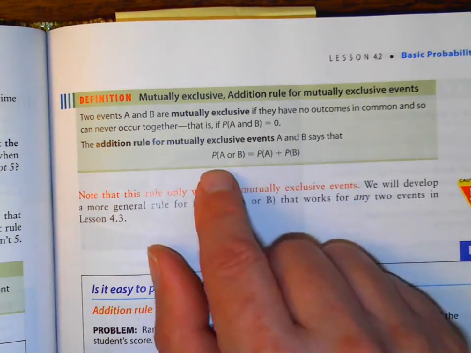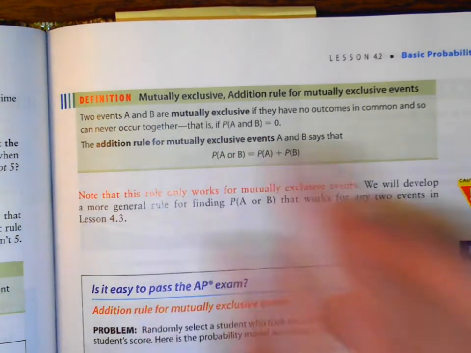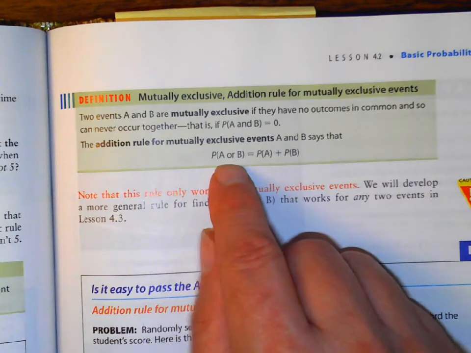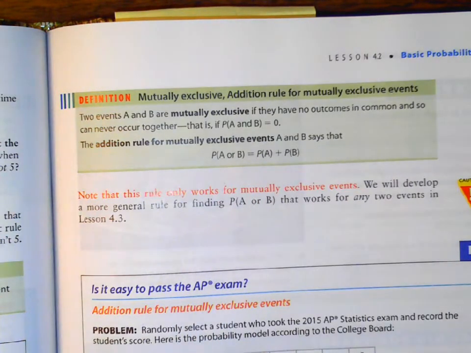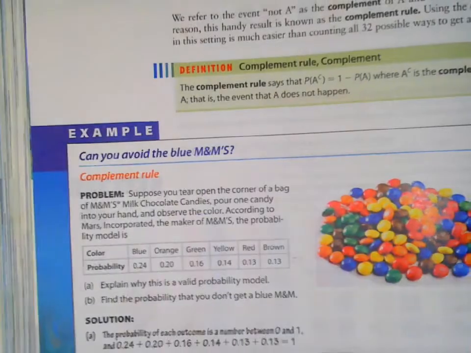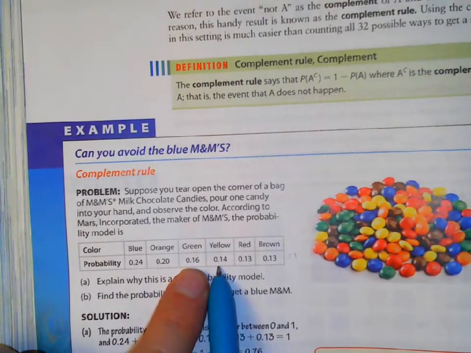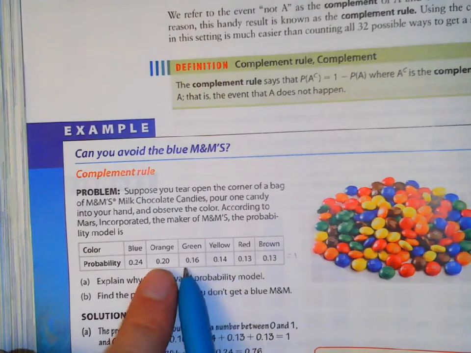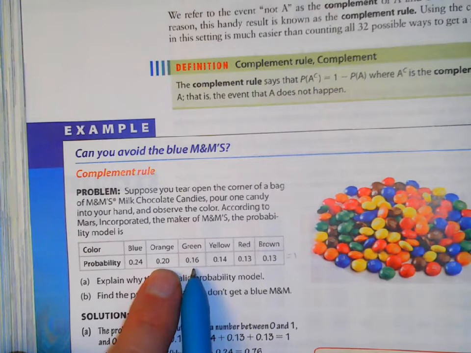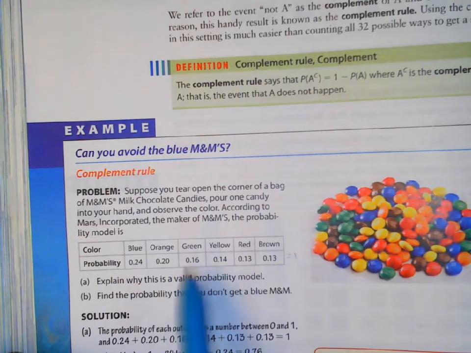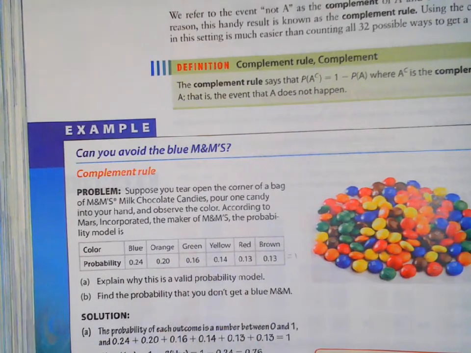Now, if events are mutually exclusive and I want to find the probability of A or B happening, all I have to do is add those together. So if I want to find the probability of it being green or orange, it can't be green and orange at the same time, so they're mutually exclusive. All I have to do is add those two together, and it'd be 36%. So 36% of the M&Ms are either orange or green.